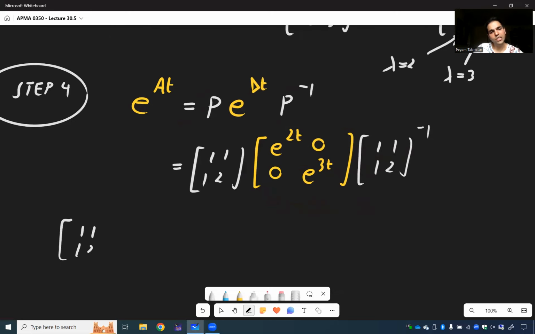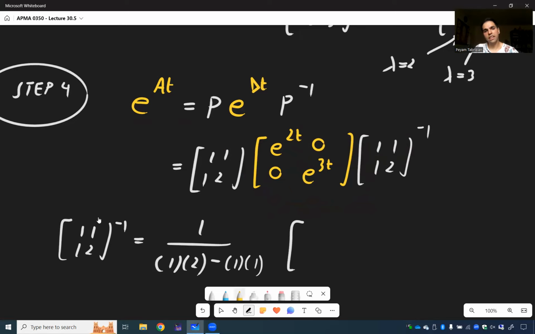For 2 by 2 matrices, [1, 1; 1, 2] inverse is 1 over the determinant, so 1 over 1 times 2 minus 1 times 1. And then you flip the diagonal entries, so 2, 1, and you do minus the anti-diagonal, so minus 1, minus 1. Again, that's just for 2 by 2, by the way, so don't try it on higher order matrices. And here the determinant is 1. So in the end, we get [2, -1; -1, 1].